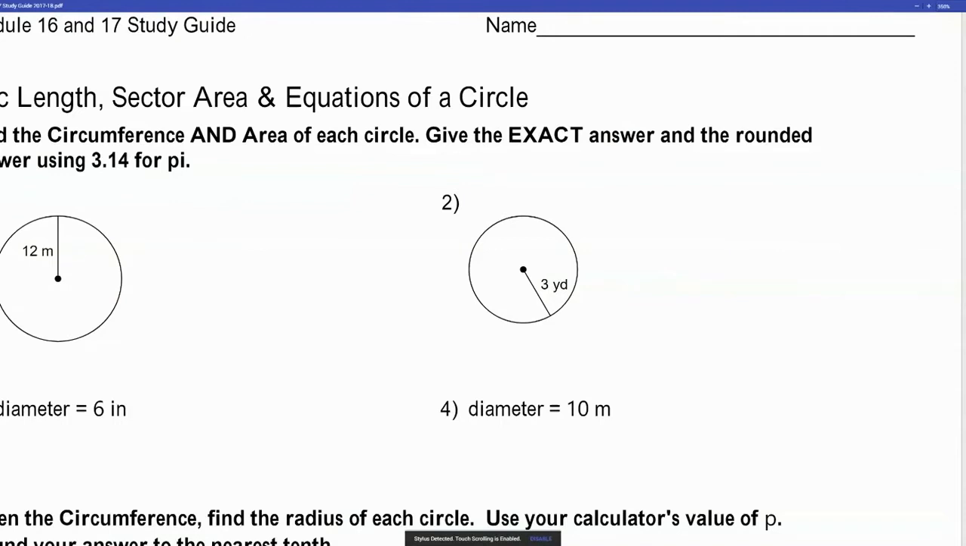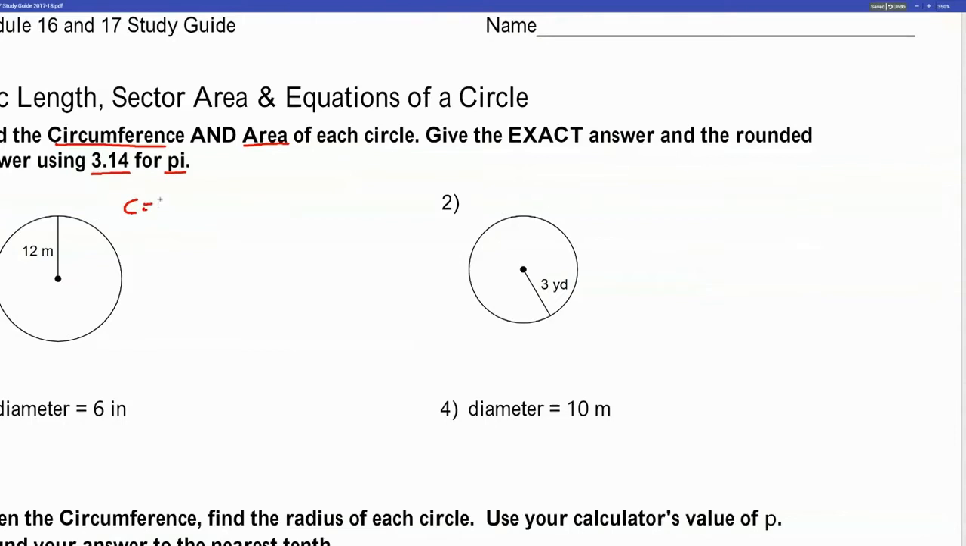Basically, first things first, they're dealing with us finding the circumference and the area of each circle below for numbers 1 through 4. Give the exact answer and round using 3.14 for pi. Okay, so first things first, let's deal with the circumference for number 1.